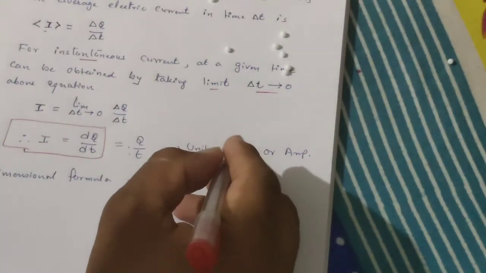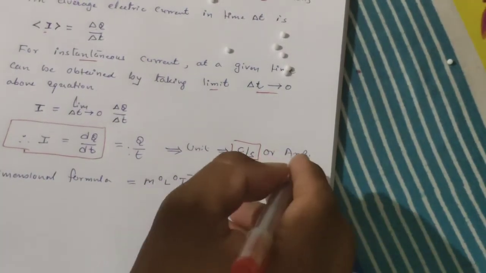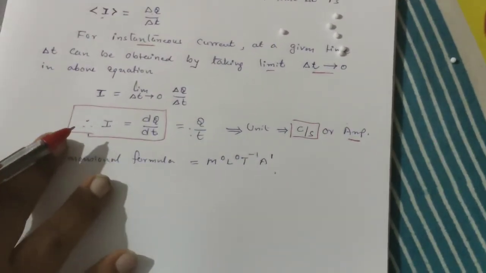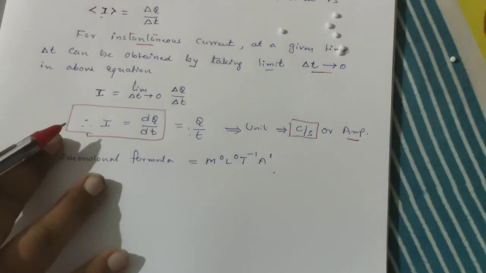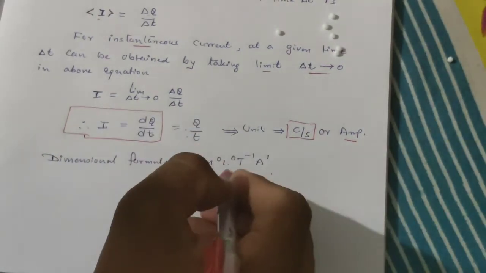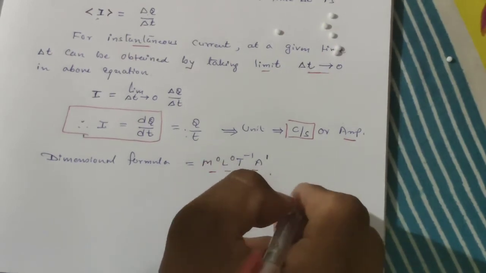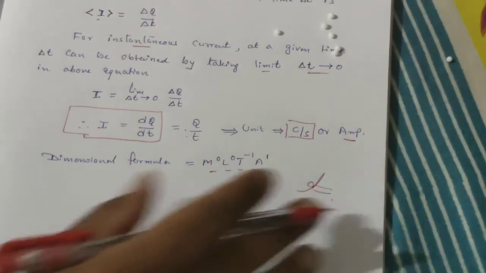Since it is a physical quantity, it has a unit, and that unit is coulomb per second, or in the honor of Ampere it is known as ampere. So the unit of current is ampere, and the dimensional formula is M0 L0 T^-1 A^1. Okay, so this is a simple introduction regarding electric current.